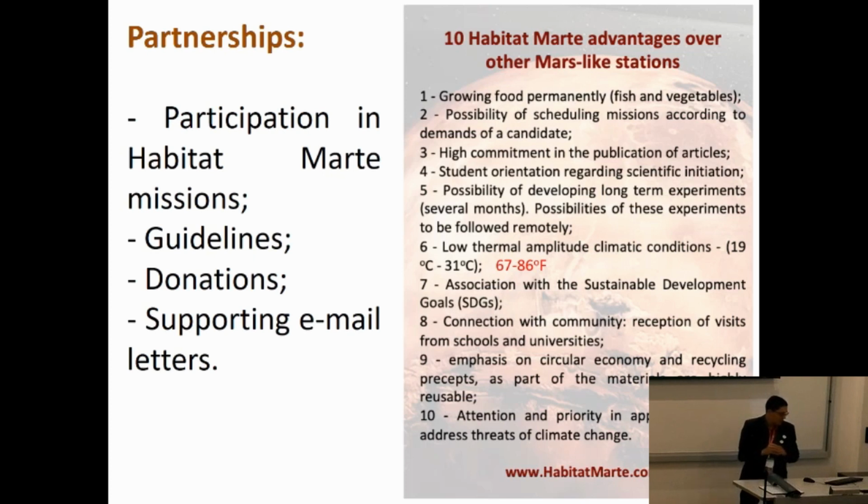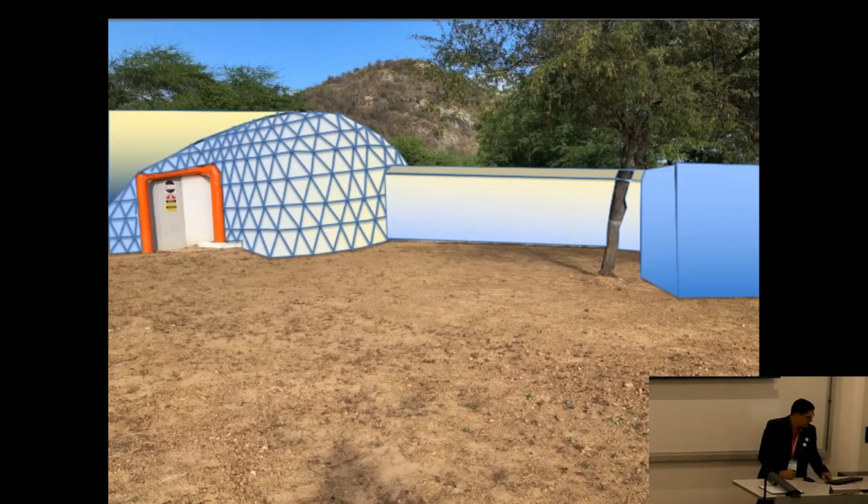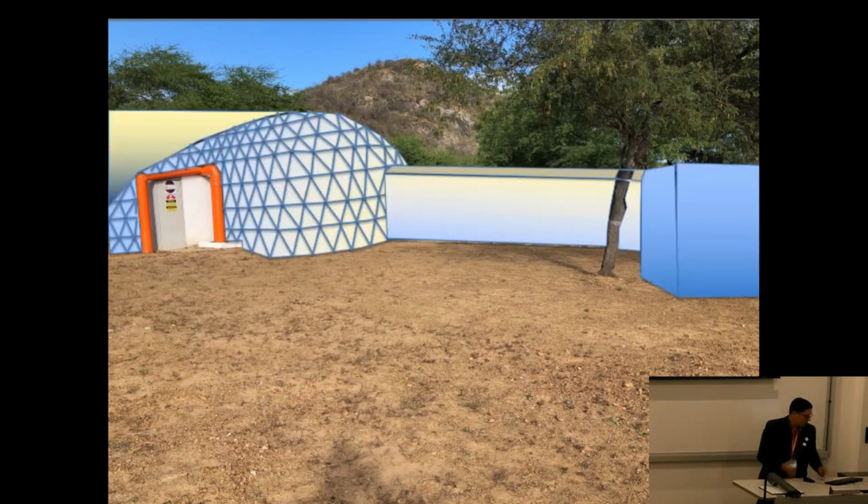And then we have some limitations about what we're doing, also related to funding. And then this is one last image. I did this in PowerPoint.